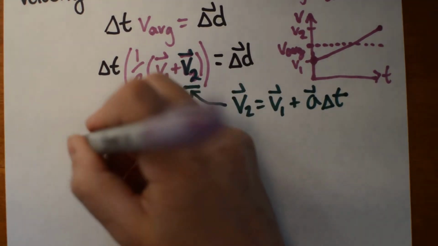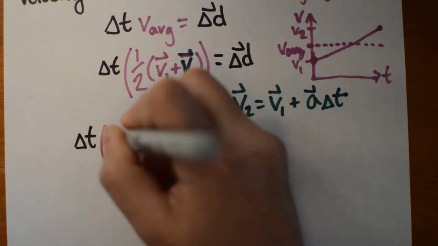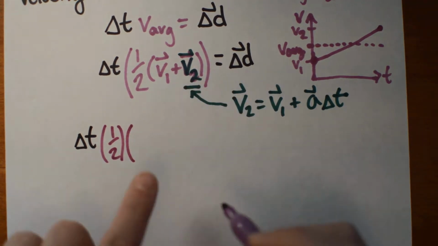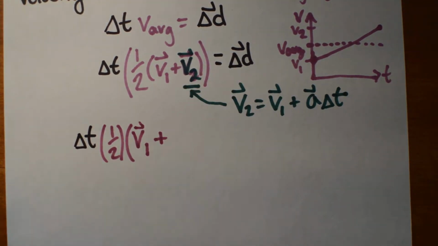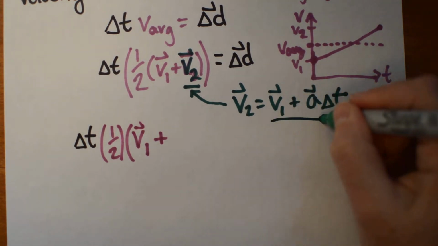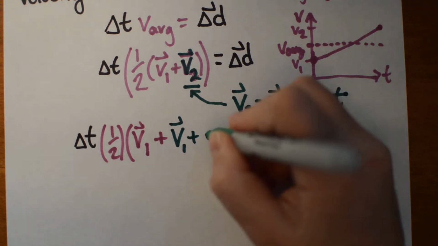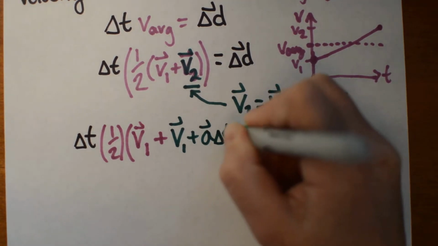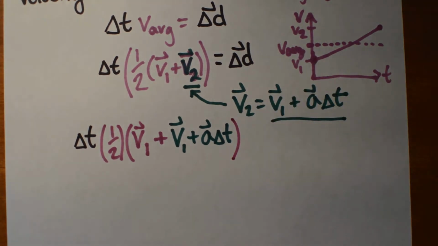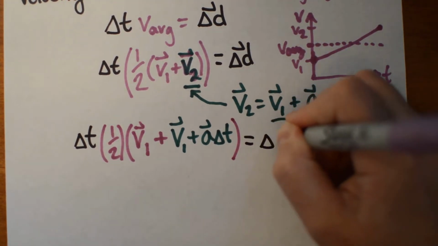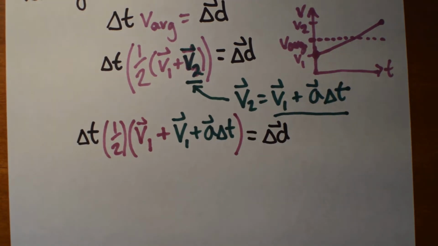So here I have delta t times a half times my V1 plus, and then instead of writing V2, I'm going to write in all the stuff that V2 is, which is V1 plus a delta t. And all of that still just equals delta d on this side. That hasn't changed. Okay, let's clean up the inside of these brackets a little bit.